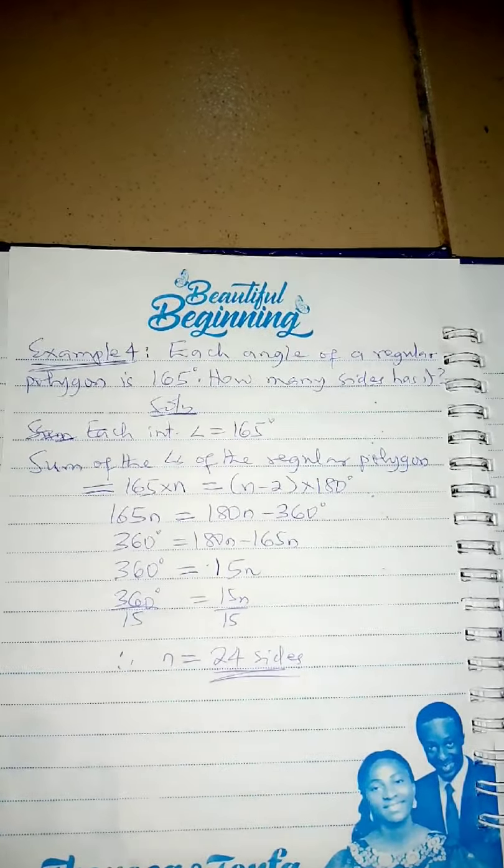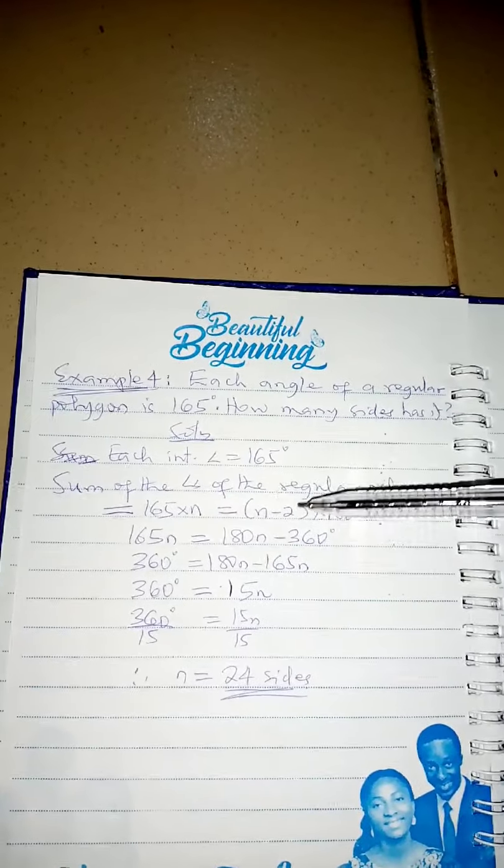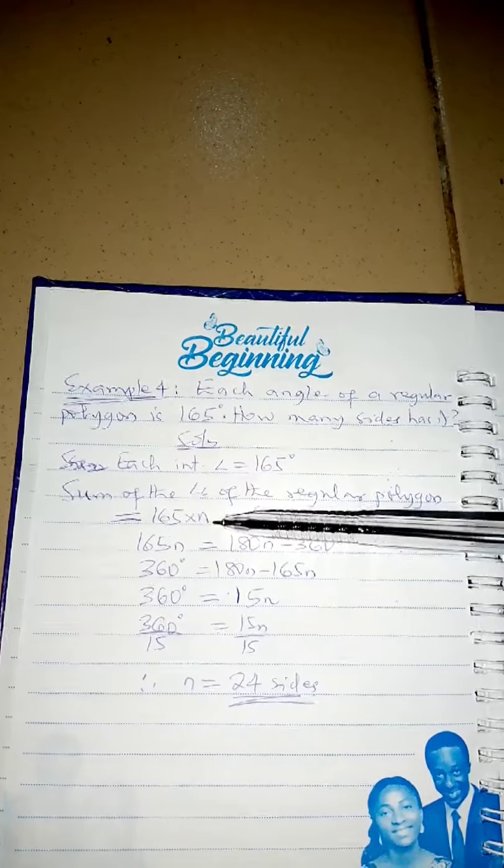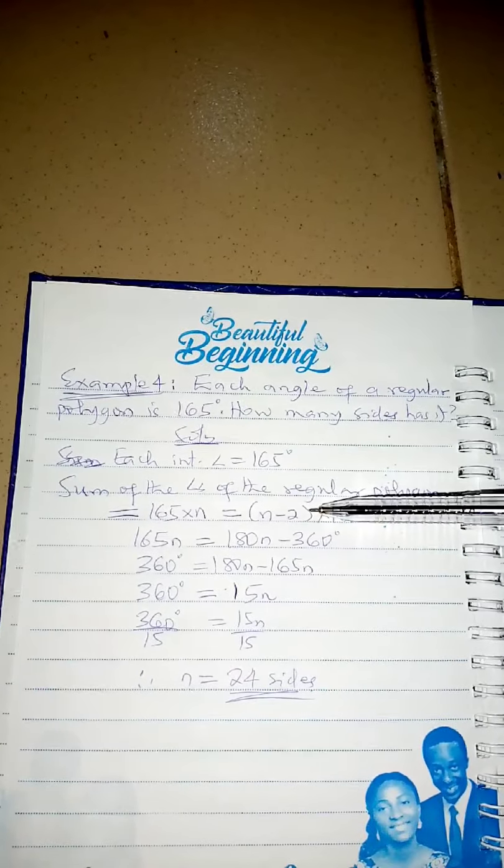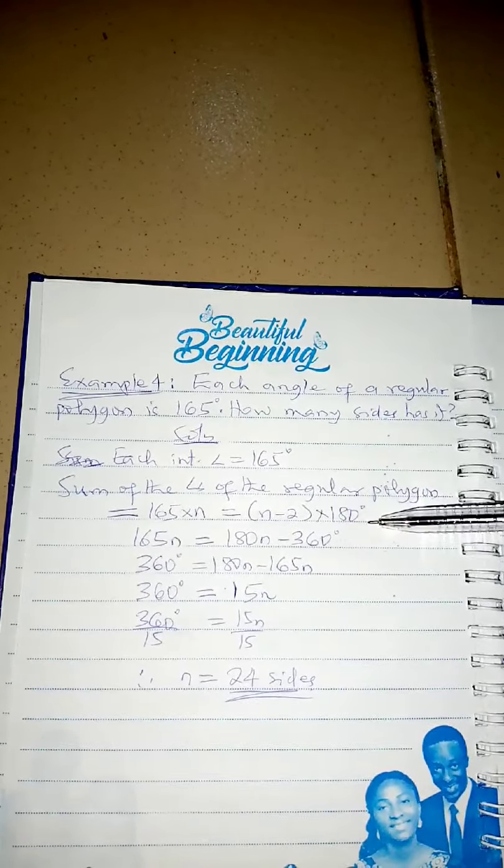Here we don't know the number of sides, so we represent it with n. If one interior angle is 165 degrees, if I have 2 sides, that means I'll have 2 angles, which will be 165 times 2. If I have 3, 165 times 3. So now that I have n, the total will be 165 times n. And that is the same thing as our (n minus 2) times 180 degrees. If it is a triangle with 3 sides, that's 165 times 3. Now that we have n sides, you say 165 times n to get the total.